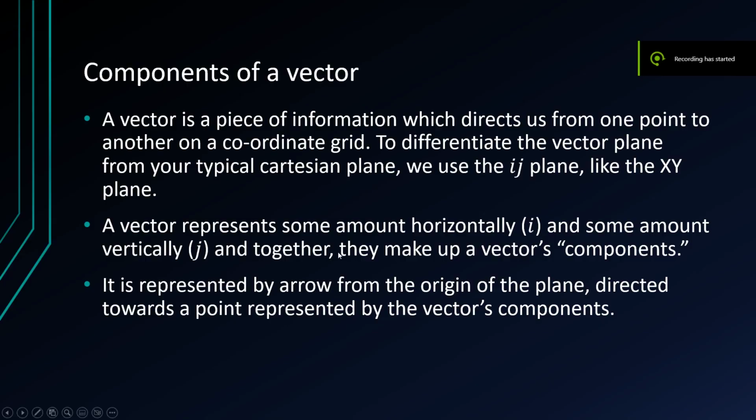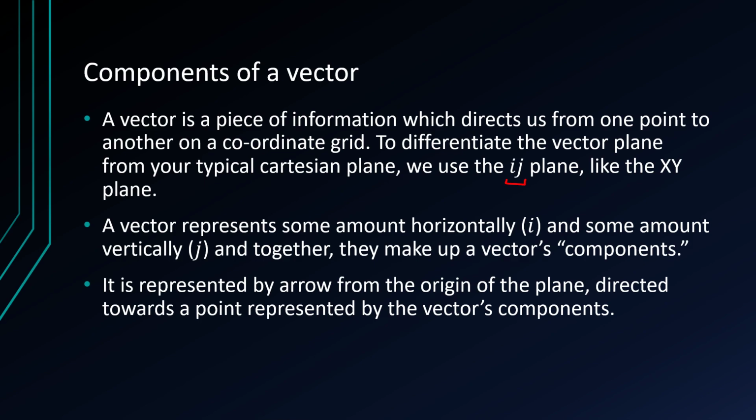So now we're going to get on to actually representing vectors. If you looked in the contents, it said that we should be able to represent vectors on this thing called the ij plane. And this tells us a bit about it. It's a piece of information which directs you from one point to another on a coordinate grid. To differentiate the vector plane from a typical Cartesian plane, we use the ij instead of the xy.